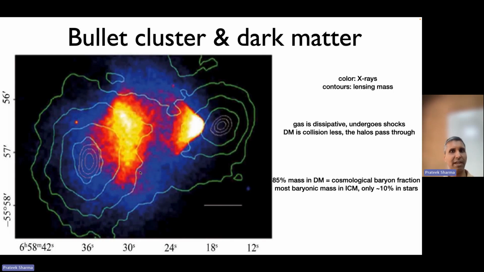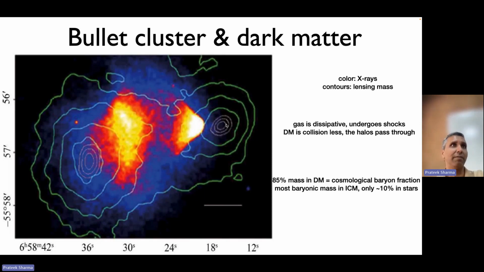Okay, so this is in X-rays. So naturally, if you have a collision, it will be disturbed. But what is shown here in contours is the reconstruction of gravitating mass through gravitational lensing. So how these green contours and white contours are obtained is the following. You look at the background galaxies and look at their distortions, right? Because of gravitational lensing, the background galaxies' shapes can be distorted, right?